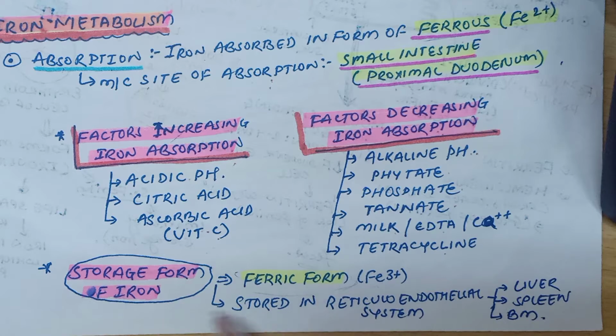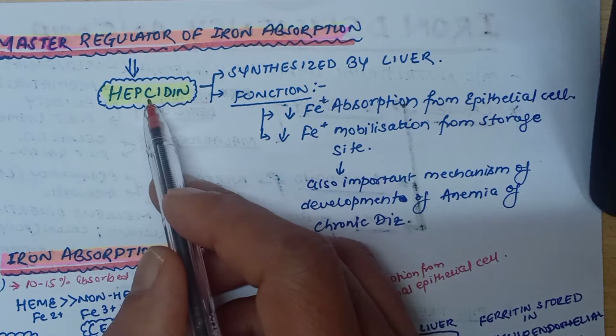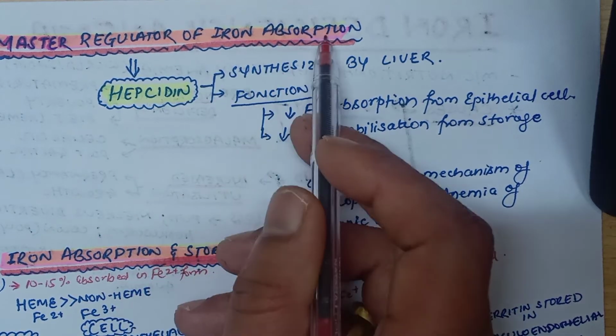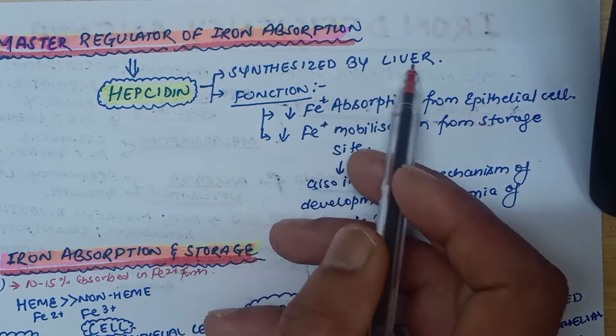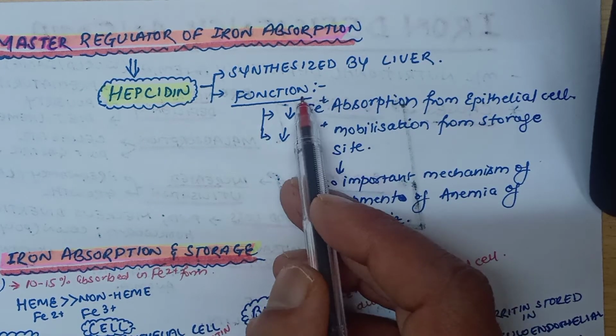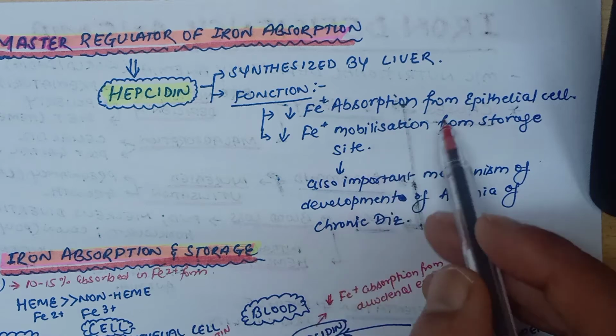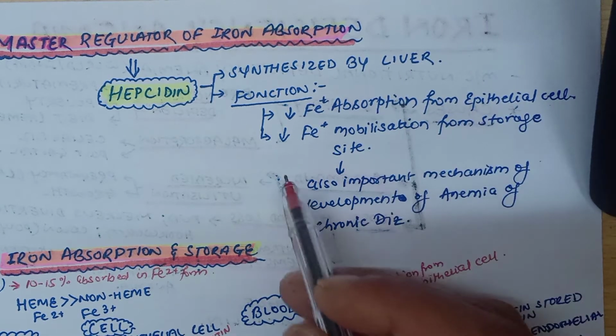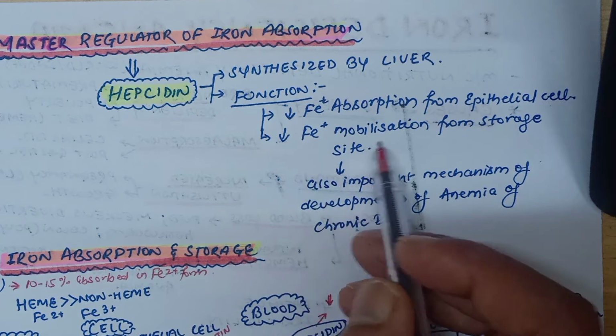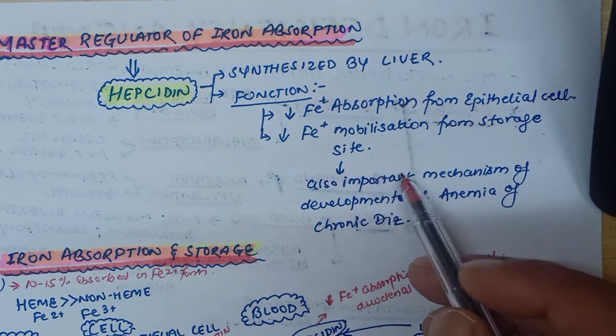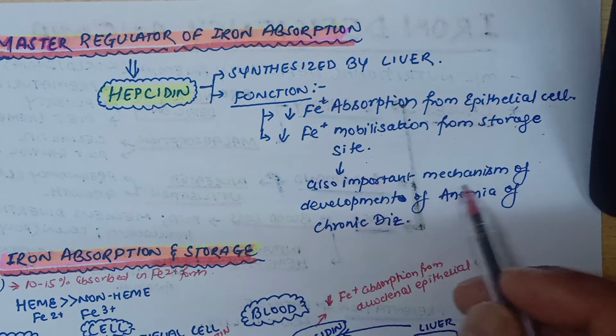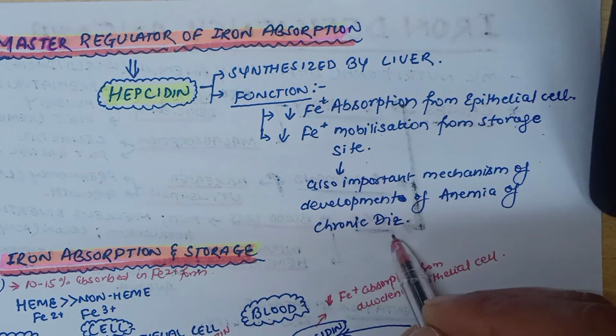Iron is stored in the form of ferric iron, that is Fe3+, and they are stored in the reticuloendothelial cell, that is liver, spleen, and bone marrow. Hepcidin is a master regulator of iron absorption. Hepcidin is synthesized by liver, and the main function of hepcidin is it decreases iron absorption from the epithelial cells, and it will also cause decreased iron mobilization from the storage site. So this process is also an important mechanism of development of anemia of chronic disease.